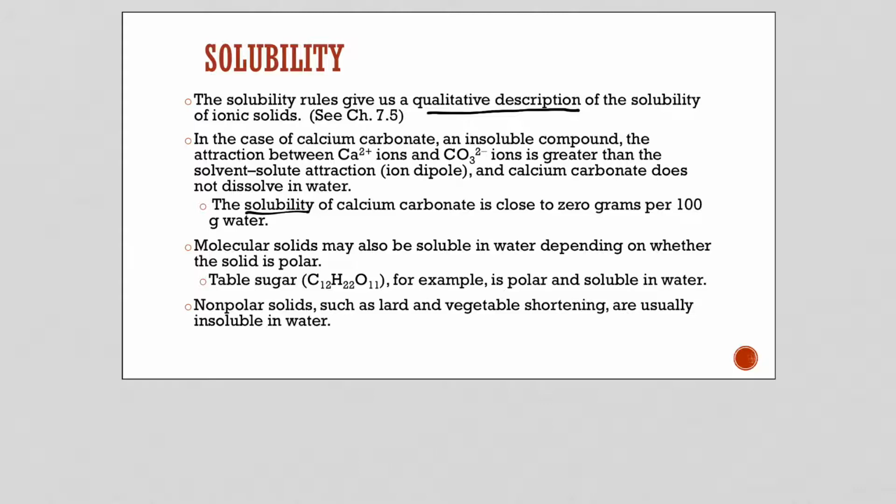We have to use guidelines, and this is where things like "like dissolves like" becomes important. Understanding that table sugar is polar, so it's likely going to be soluble in a polar solvent like water, but maybe not soluble in a nonpolar solvent. Or that nonpolar solids like lard or vegetable shortening are not going to be very soluble in something like water that's a very polar material. So we have to use these guidelines to help us predict whether molecular solids will dissolve, since we don't have a set of rules that will allow us to do that.